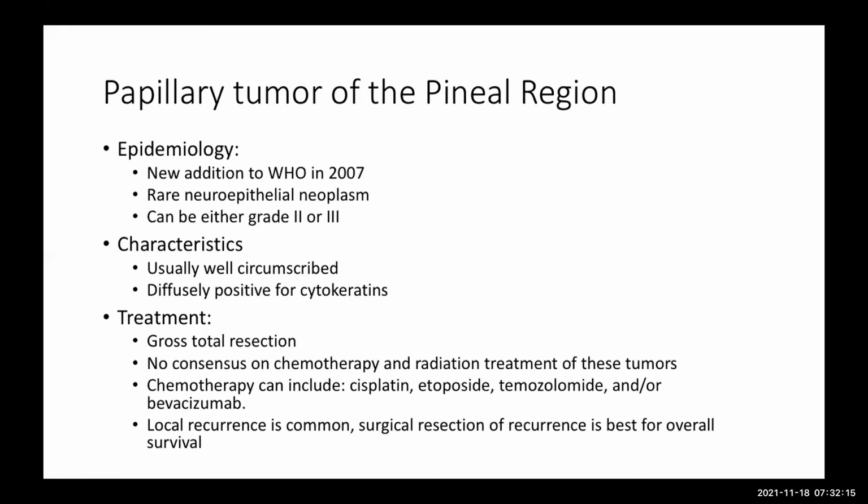Just because this is a new entity, there hasn't been much research into what the standard of care is. There's no consensus on chemotherapy or radiation therapy for this tumor. Chemotherapy can include cisplatin, etoposide, temozolomide, or bevacizumab. This patient has gotten multiple rounds of cisplatin and radiation. Local recurrence is common, and surgical resection is best for overall survival. However, in cases like this with multiple operations, each subsequent surgery is more and more risky considering the difficulty of getting to this region.